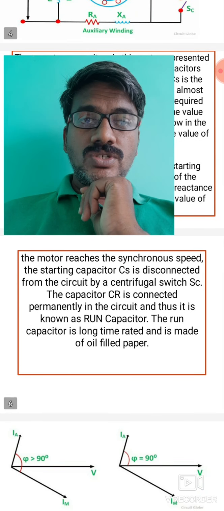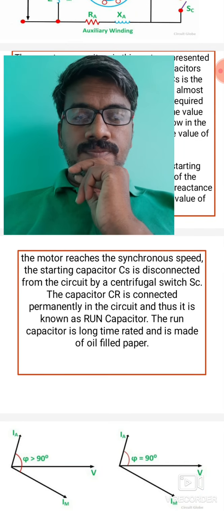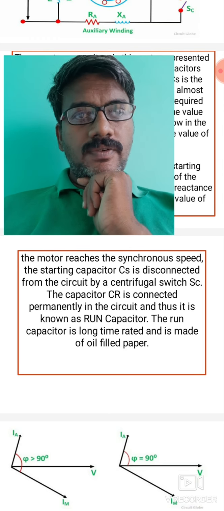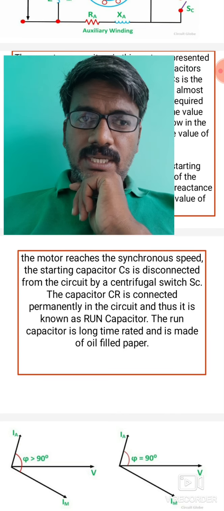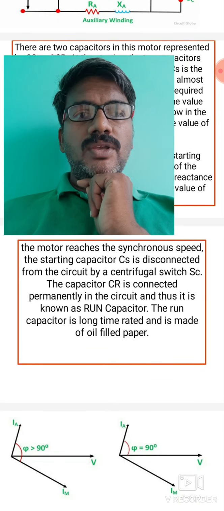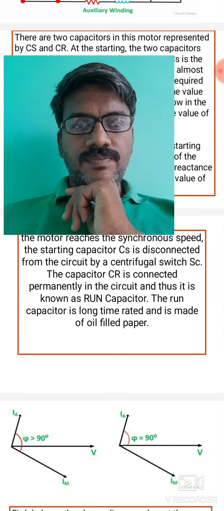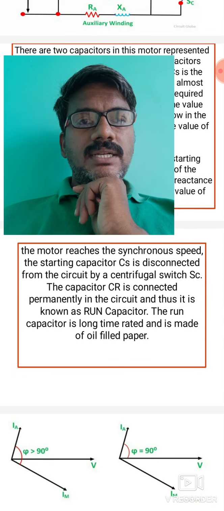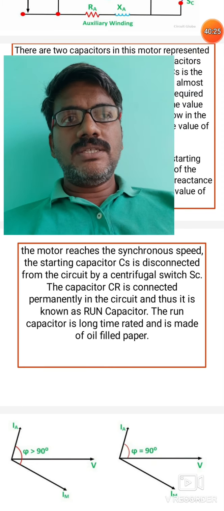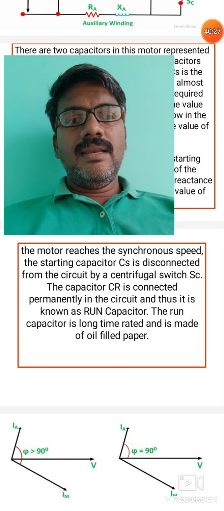But here we are using two values: one capacitor for starting, another for running. So we have to disconnect the starting capacitor by using a centrifugal switch. The capacitor CR is connected permanently in the circuit, and that's why it is known as the run capacitor.